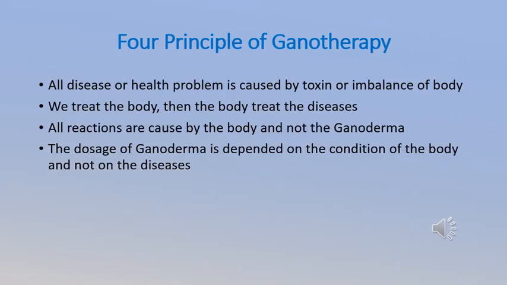The third rule is that all reactions are caused by the body and not Ganoderma. When people take Ganoderma, there are a lot of ailment reflections, there are reactions, then they get worried. Do not get worried. This is not caused by Ganoderma. It is caused by the body. The fourth rule is that the dosage of Ganoderma is dependent on the condition of the body and not on the disease. Many people ask me, okay, for diabetes, how many RGGL should we take? How many spirulina should we take? These are wrong questions, because we do not treat disease. That's why our dosage does not depend on the diseases, but on the condition of the body.